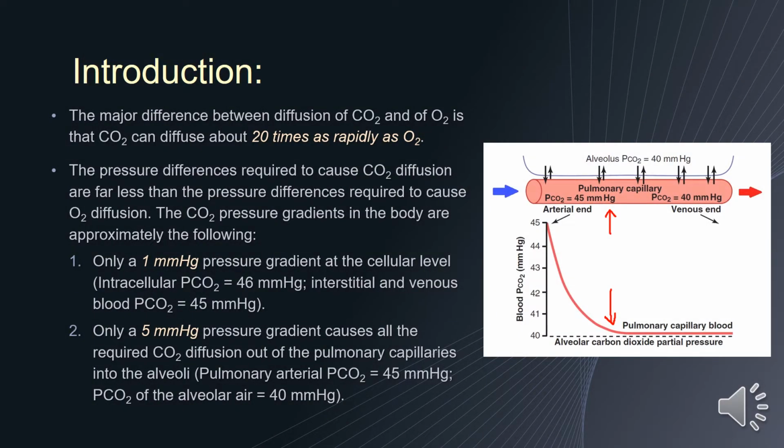Before going into the details of this lecture, you need to know that the major difference between diffusion of carbon dioxide and of oxygen is that carbon dioxide can diffuse about 20 times as rapidly as oxygen. And the pressure differences required to cause carbon dioxide diffusion are far less than the pressure differences required to cause oxygen diffusion.